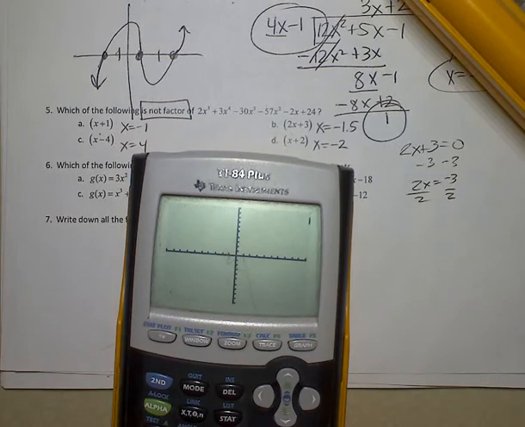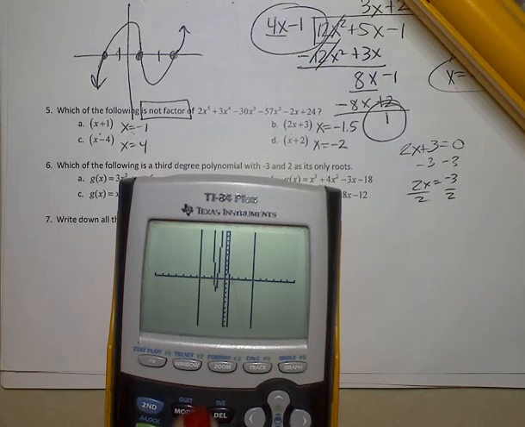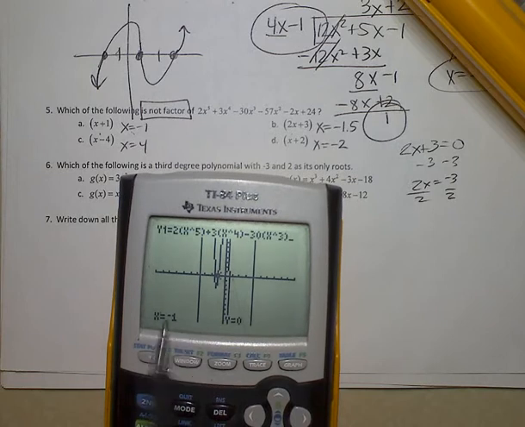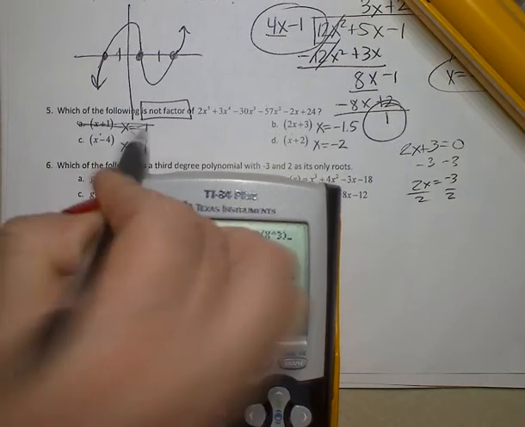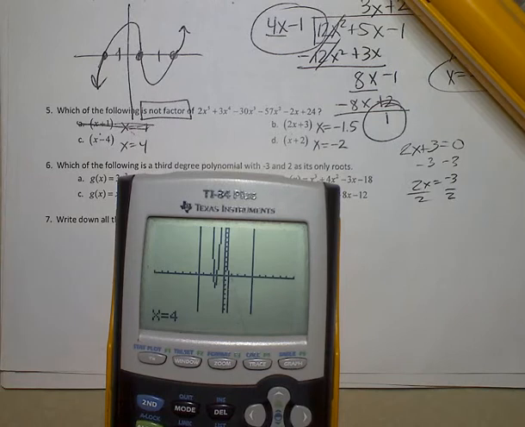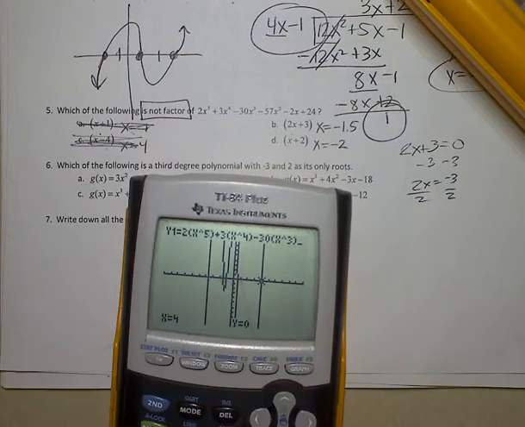Which one of the following is not a factor? So we can do the opposite. We can identify all the factors or x-intercepts, and whatever is not identified then would not be a factor. So let's do this. Is -1 an x-intercept? Let's go quick. Second trace value, type in -1. -1 is an x-intercept. That means this is a factor, and we're looking for things that are not factors. Let's check 4. Second trace value, type in 4. 4 is an x-intercept. That means x minus 4 is a factor. We're looking for things that are not factors.